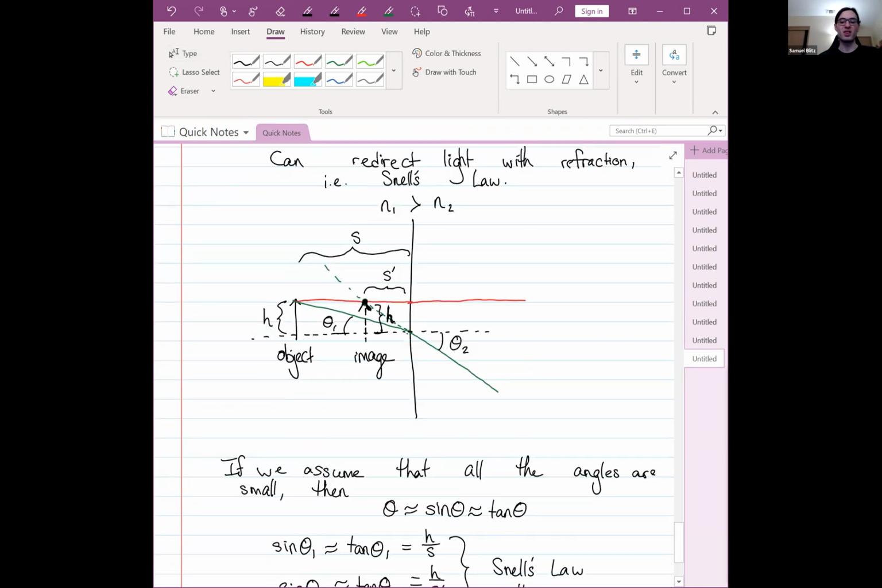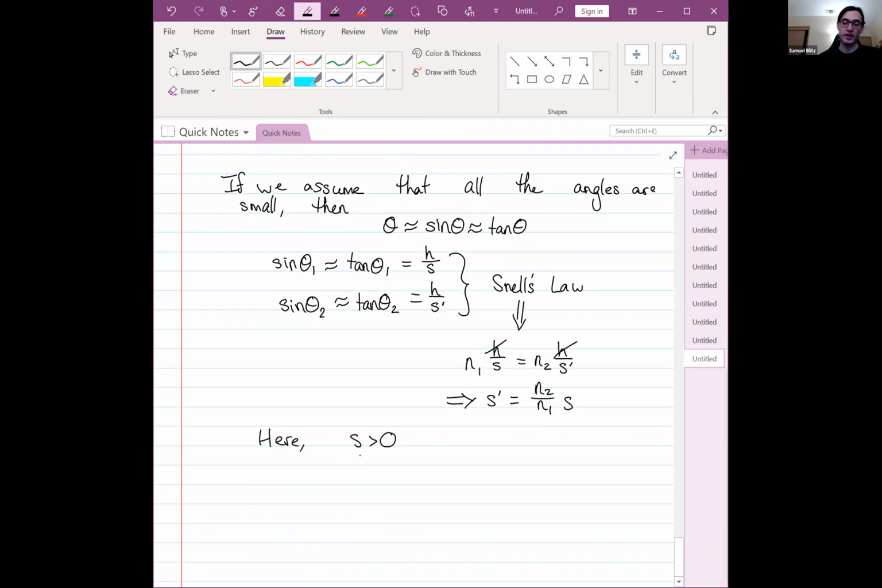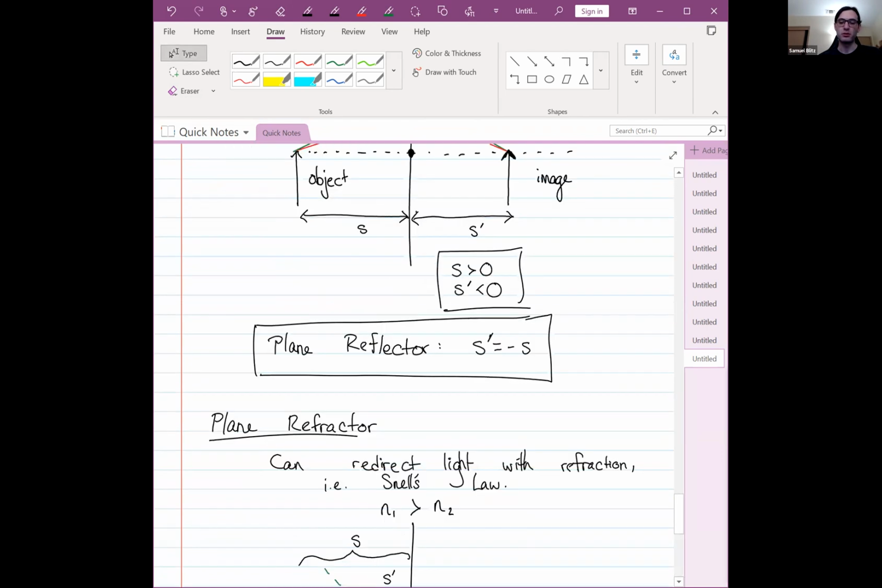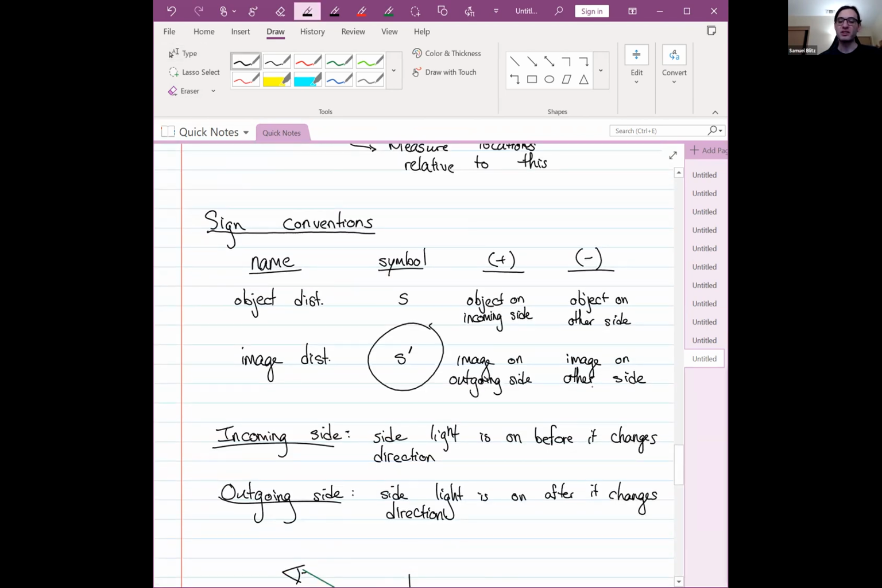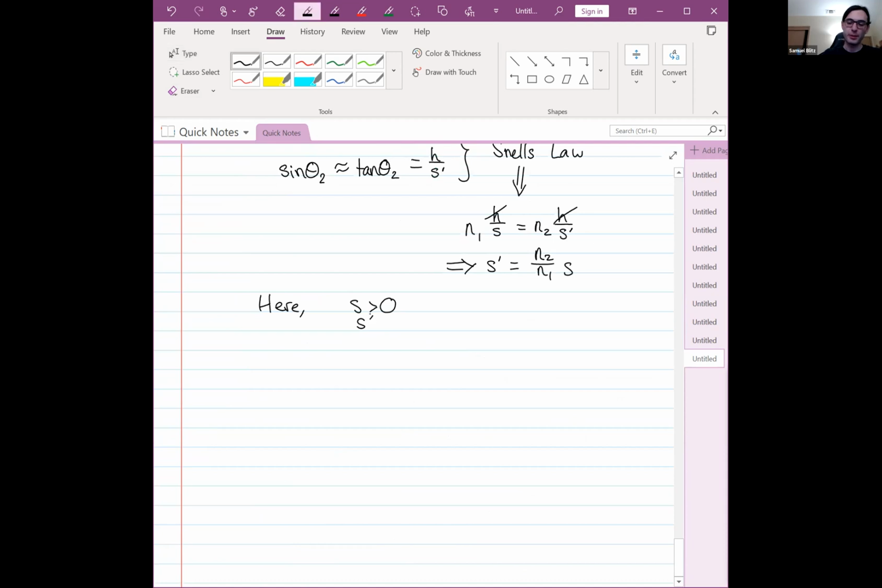What about s prime? Well, in this case, the image is not on the outgoing side. The outgoing side is the opposite side because it's the side where the light ends up. It's the side after the light bends or changes direction. So according to our sign conventions up here, s prime is negative when the image is not on the outgoing side. So s prime is negative.